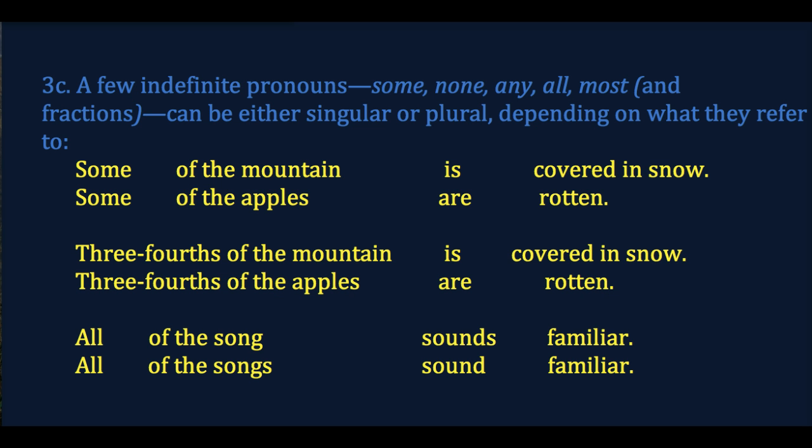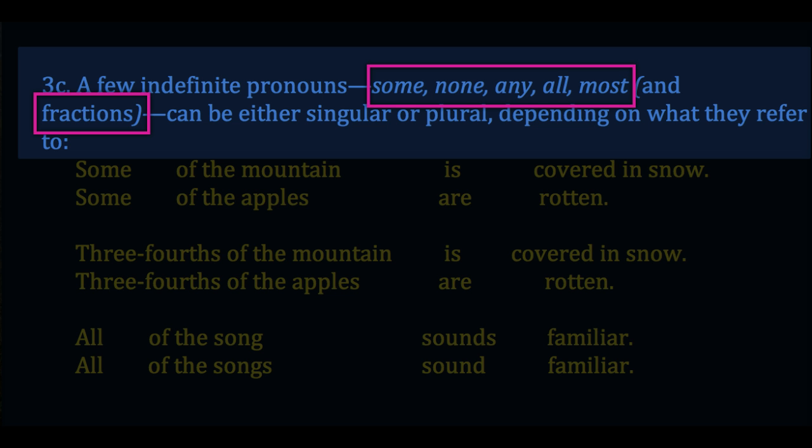Those words like each and somebody are always singular, but there is a group of indefinite pronouns that can sometimes be singular, sometimes plural, depending on what they refer to. And these pronouns are some, none, any, all, most, and also fractions.